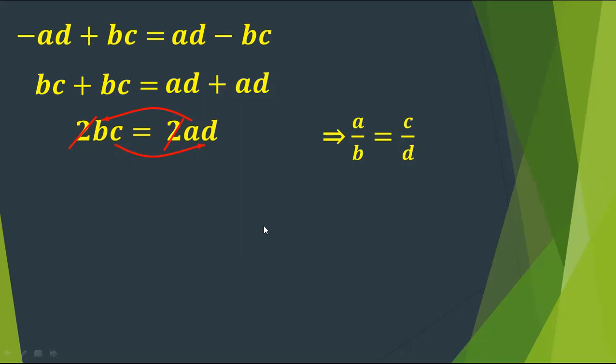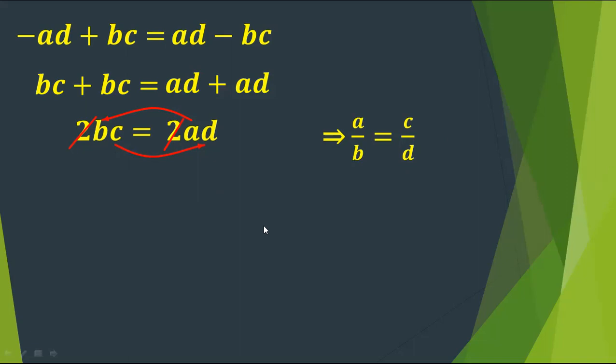Then, to say that the four quantities are in proportion proves that A over B equals C over D. How can we prove that A over B equals C over D? By using product of means equals product of extremes.